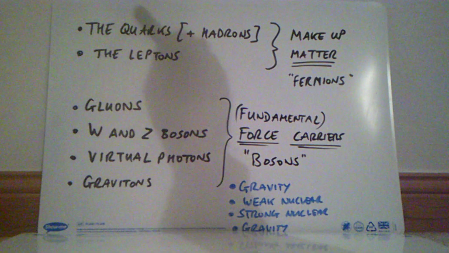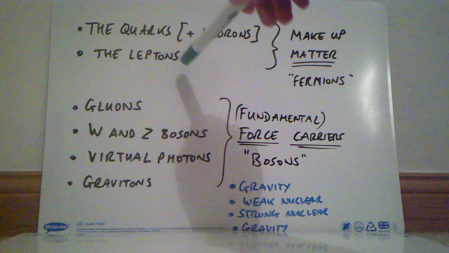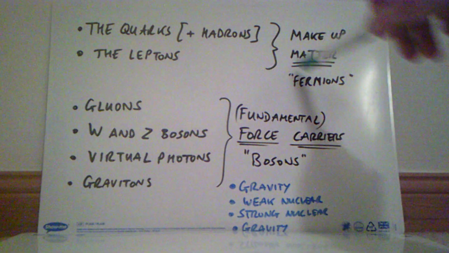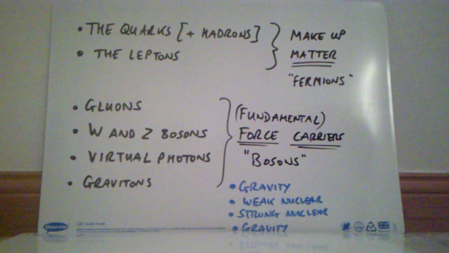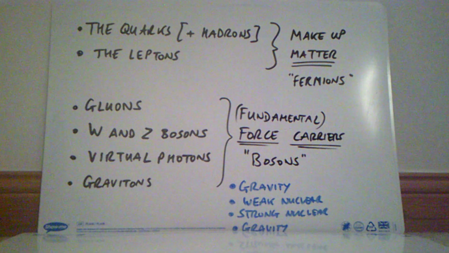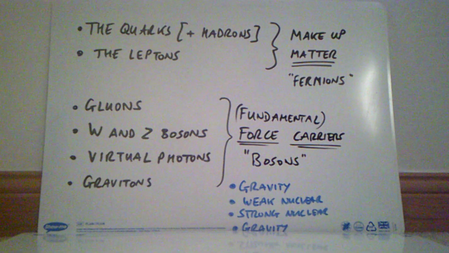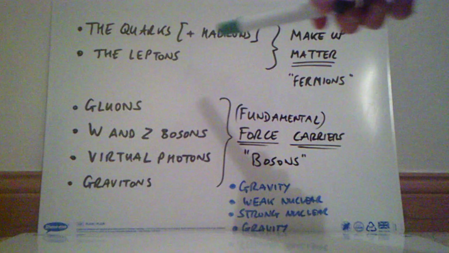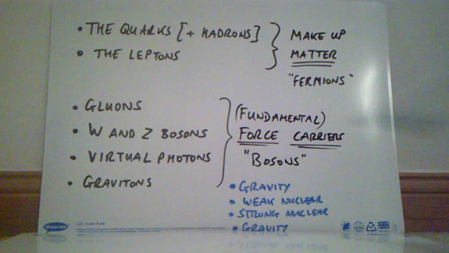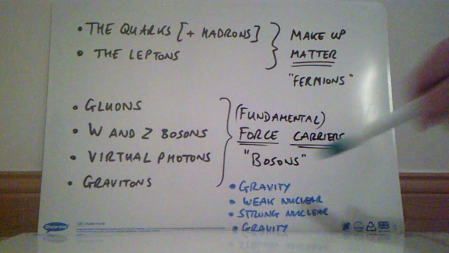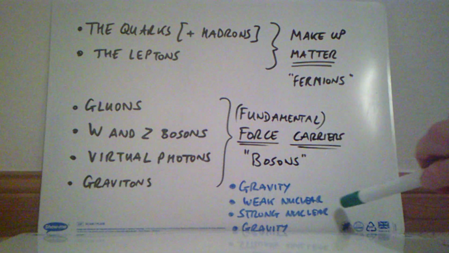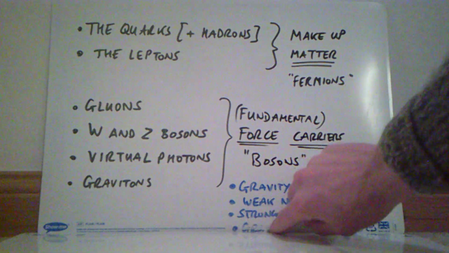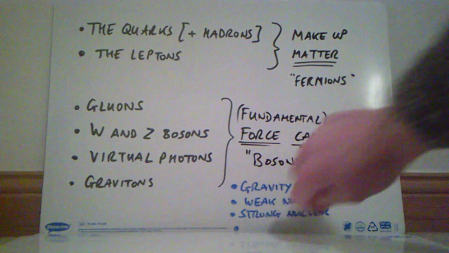So the quarks and the leptons, and obviously the composite particles which the quarks are made of, these make up matter, and these are called fermions. So the next question is, well, what other particles are there? Well, there are these other particles, and these are the force carriers. So there are some fundamental forces, and fundamental forces are the gravity force, the weak nuclear force, the strong nuclear force. I put gravity twice, haven't I? What I mean to say here is electromagnetism. We talked about electromagnetism already.